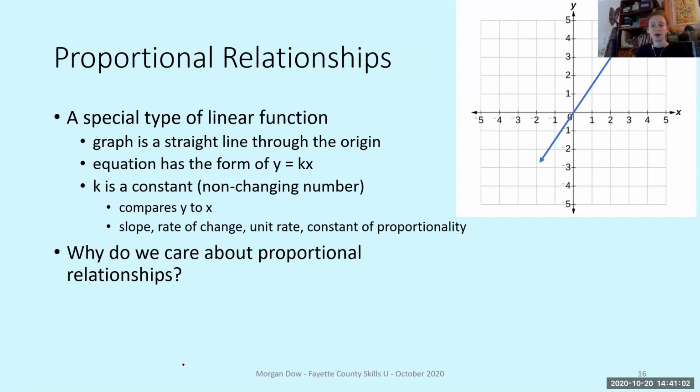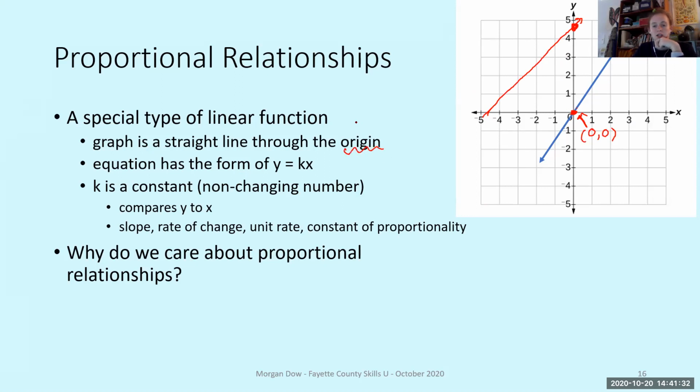What's special about proportions or proportional relationships is that the graph is a straight line through the origin. So proportional relationships always include the point 0, 0. It's never going to be a line that's like up here, crossing the y-axis, up here somewhere. It's got to be at the origin, at the point 0, 0.